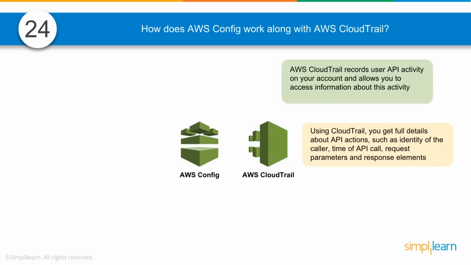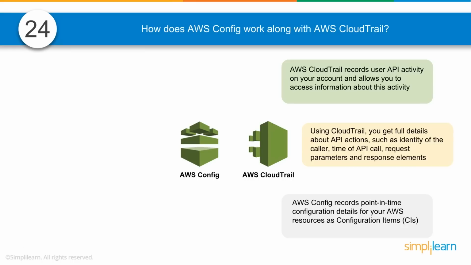In other words, for any API call, the time is recorded, the type of call is recorded, and the response given is recorded. Was it a failure? Was it successful? They also get recorded in CloudTrail. It's actually a log. It records the activity in your cloud environment. On the other hand, Config holds point-in-time configuration details of your resources.